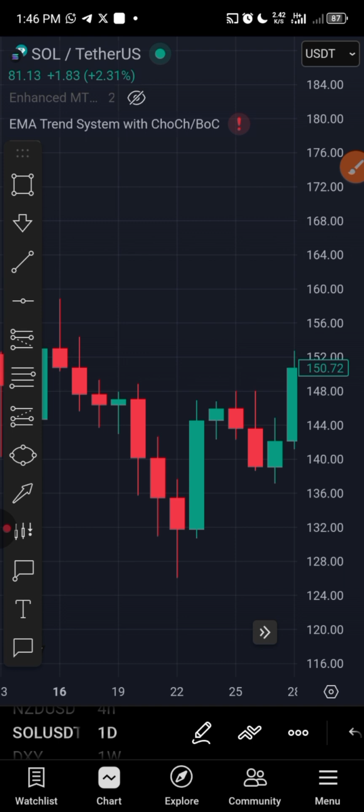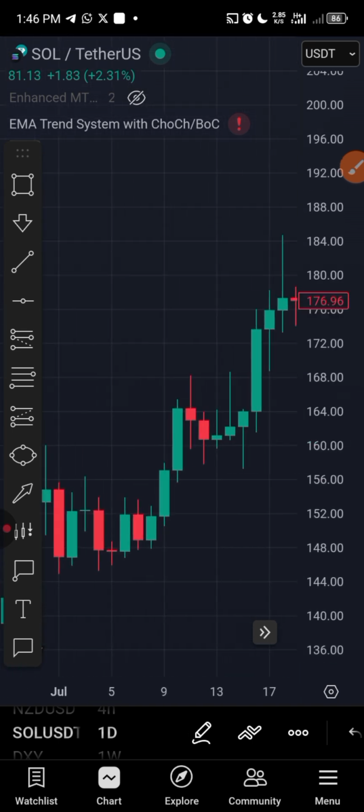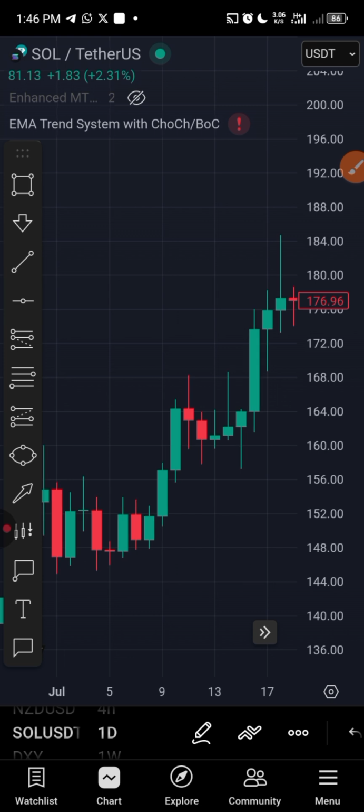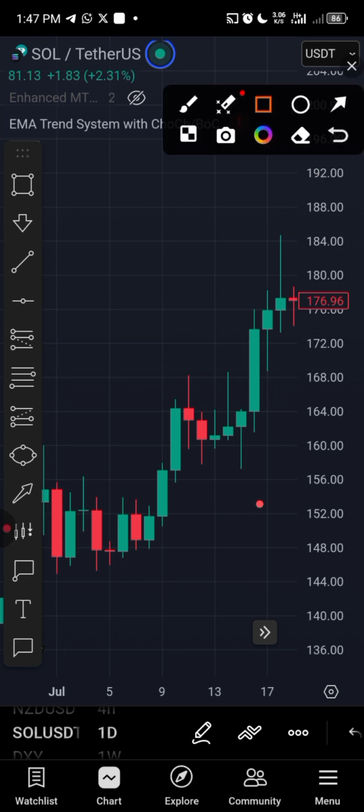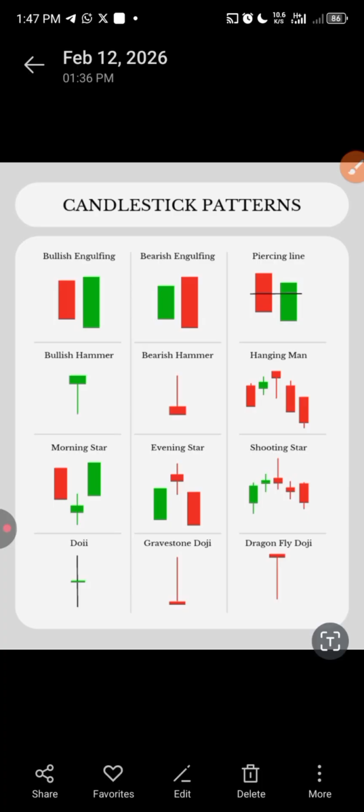So I'm just going to show you three most important candlesticks that you can use to understand how the market actually performs. So one of them is your engulfing candles. We have different types of candlestick. Let me just show you an example with an image right now. If you look at this image right here, you can see that we have 12 different patterns right here.